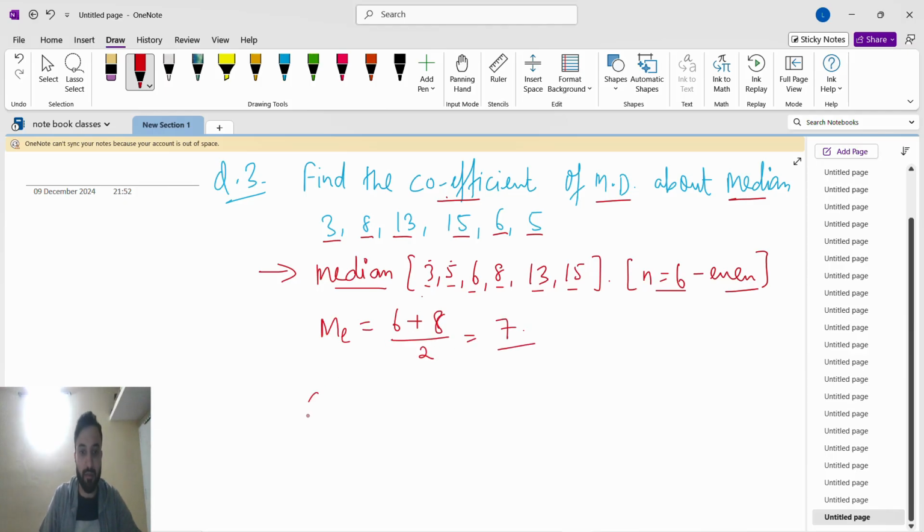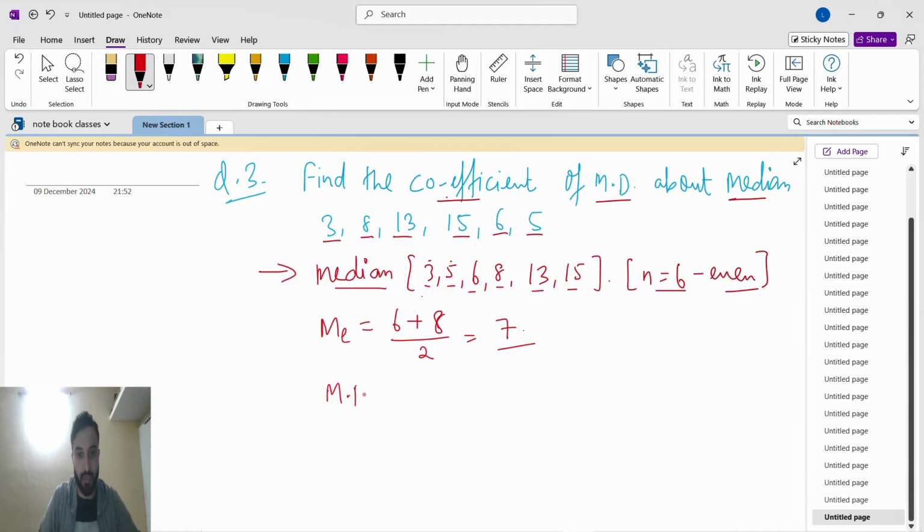Median is 7. Guys, see again, if I will sit here and again explain to you how to find the median for even and odd, and write down the formula for even and odd, it will take a lot of time, right? Because already in the previous chapter we have done it, and I have explained it very nicely. So you can watch the previous chapter and understand. So the coefficient of mean deviation about median is, we'll take this.